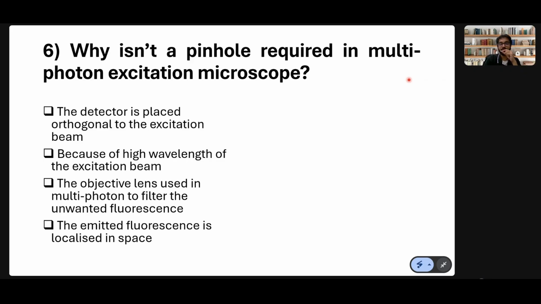Question number 6. Why isn't a pinhole required in multiphoton excitation microscope? So generally in a multiphoton microscope, whatever fluorescence is emitted is localized in space. Whatever fluorescence is emitted is specific to that place as well. That is what is meant by localization. Therefore, you don't need a specific pinhole arrangement to emit signal out of a specific point in space. So the correct answer is option D. The emitted fluorescence is localized in space.